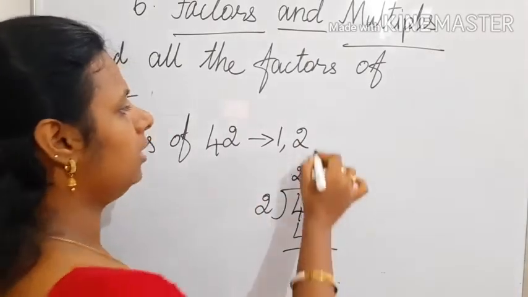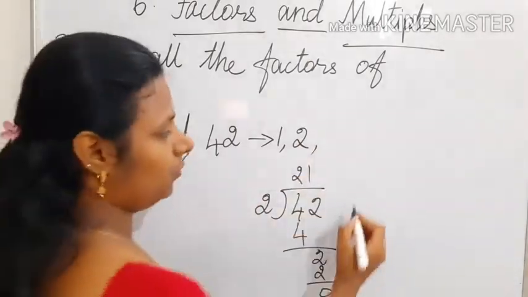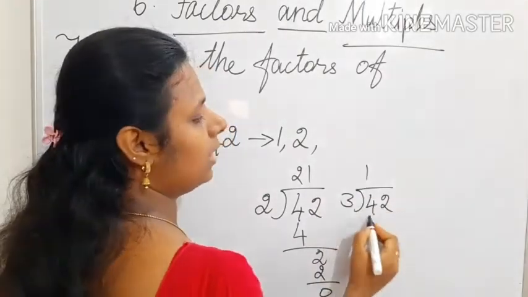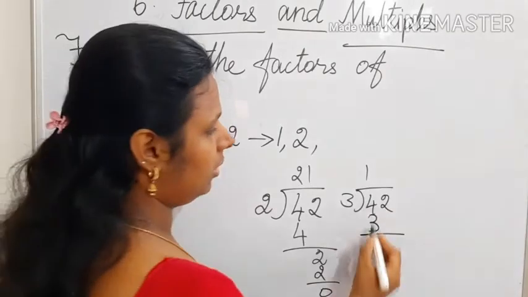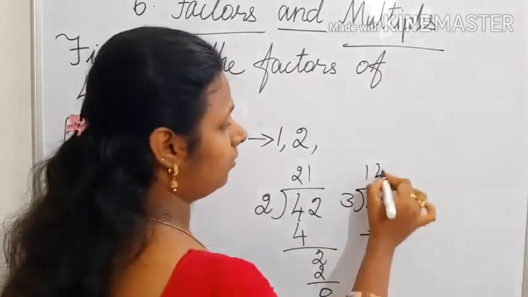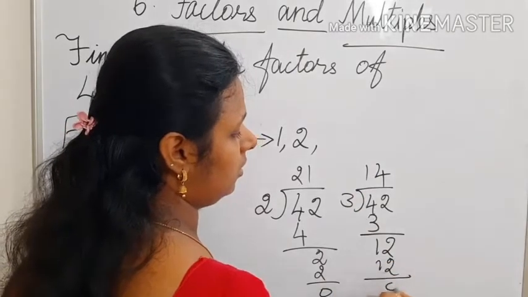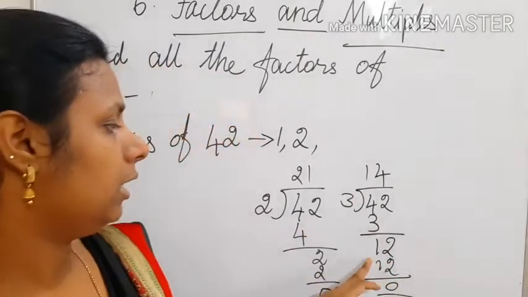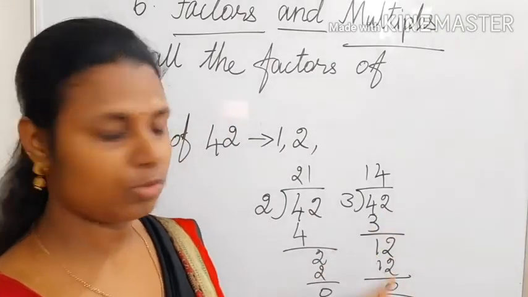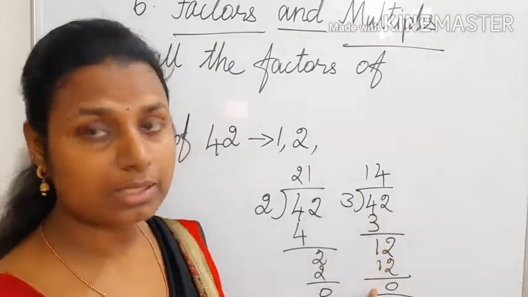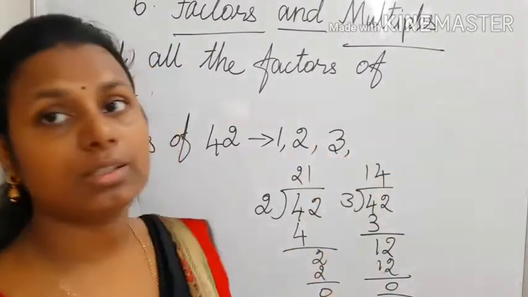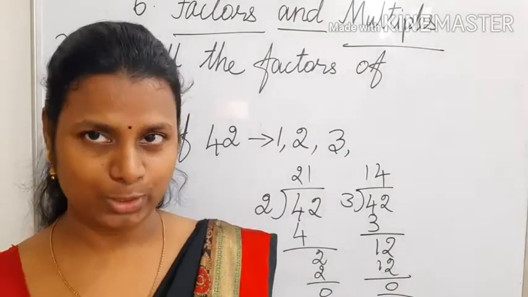Now, let me take 3. For 3 also this is quite a big number. Let us see. 3 ones are 3. Then 1 remaining, 12. 3 fours are 12. So, 3 also divided 42 exactly. So, 42 is divided by 3 exactly. So, 3 is a factor of 42.